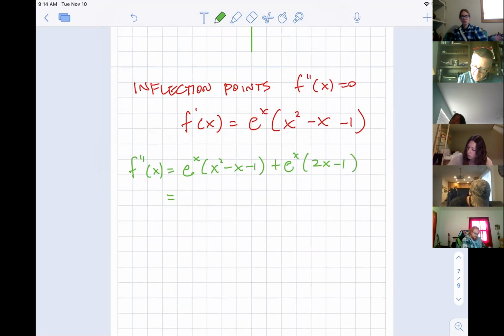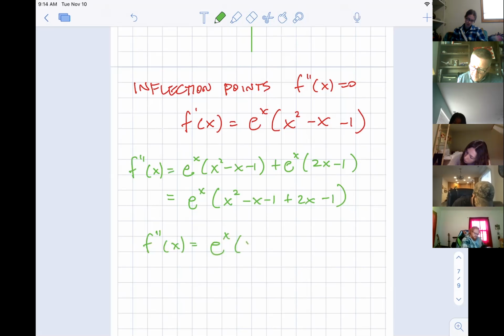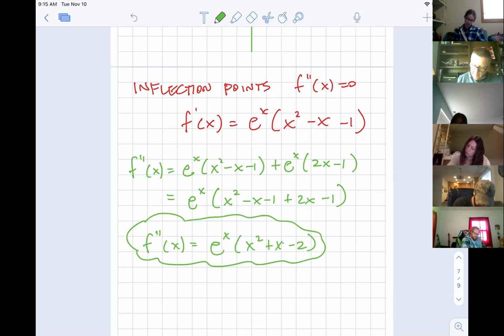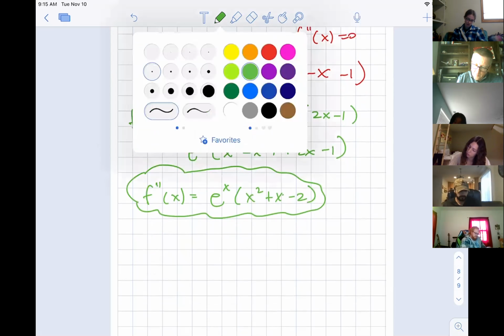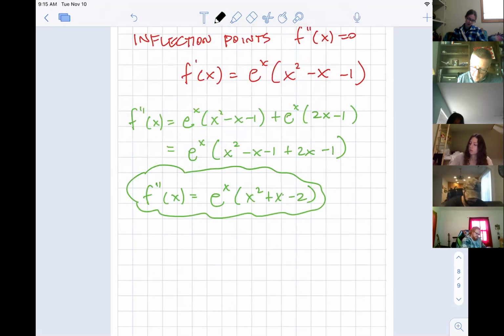And like last time, I'm thinking I'll have an easier time setting this equal to 0 if I notice that I can factor the e to the x out from both of them. So now I can say I think the second derivative is equal to e to the x times x squared minus x plus 2x is plus x, and minus 1 is minus 2. So I think that's my second derivative. And if I set that equal to 0, hopefully beautiful things will happen.